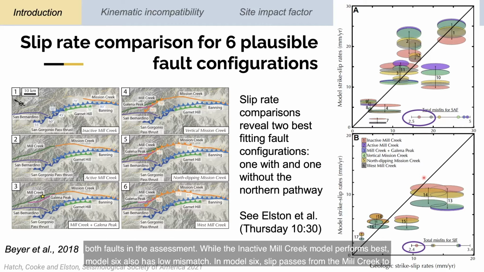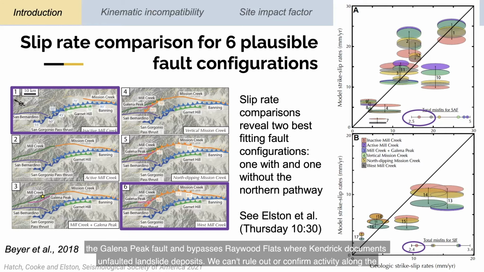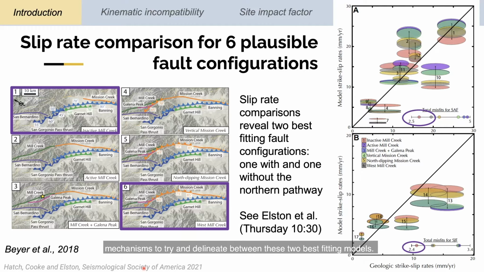While the inactive Mill Creek model performs best, Model 6 also has low mismatch. In Model 6, slip passes from the Mill Creek to the Galena Peak Fault and bypasses Raywood Flats, where Kendrick documents unfaulted landslide deposits. We can't rule out or confirm activity along the northern pathway using this comparison of slip rates. By the way, I encourage you all to watch the recorded presentation of Elston et al., where we use focal mechanisms to try and delineate between these two best fitting models.